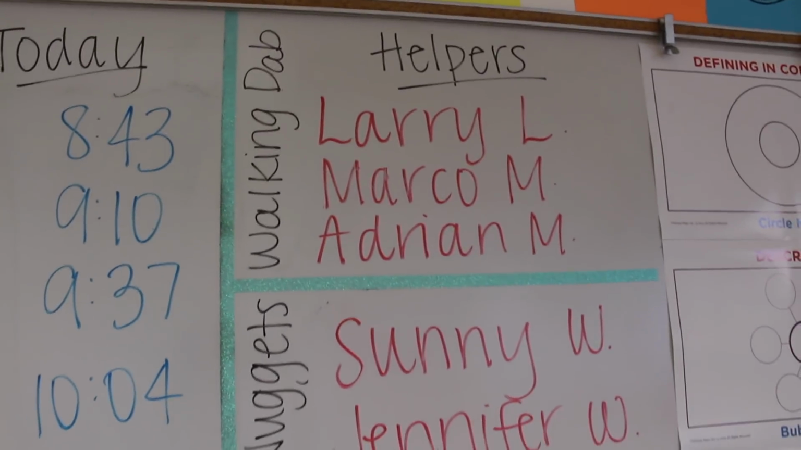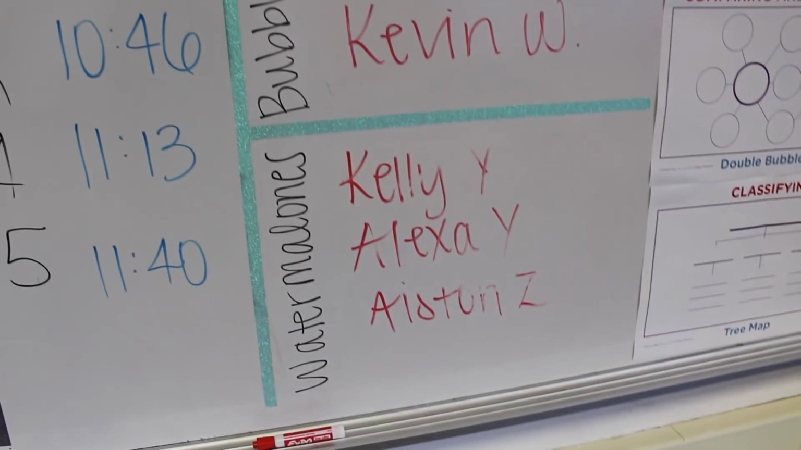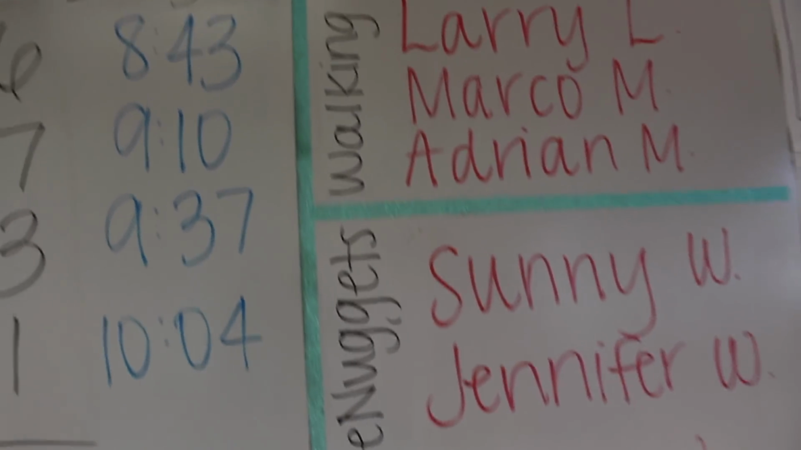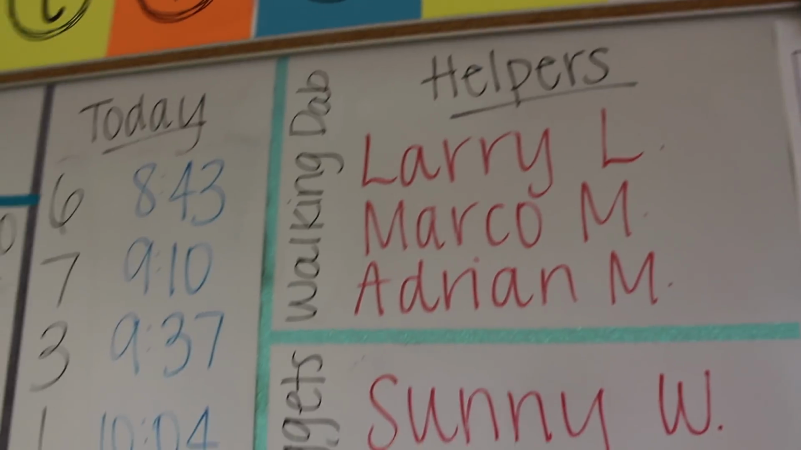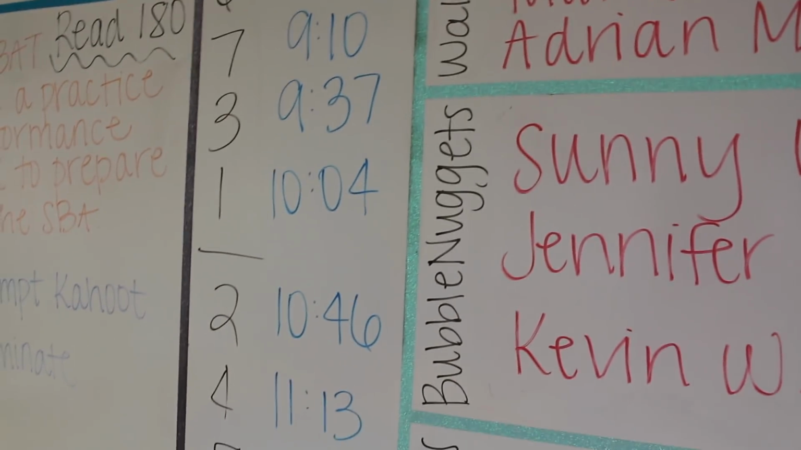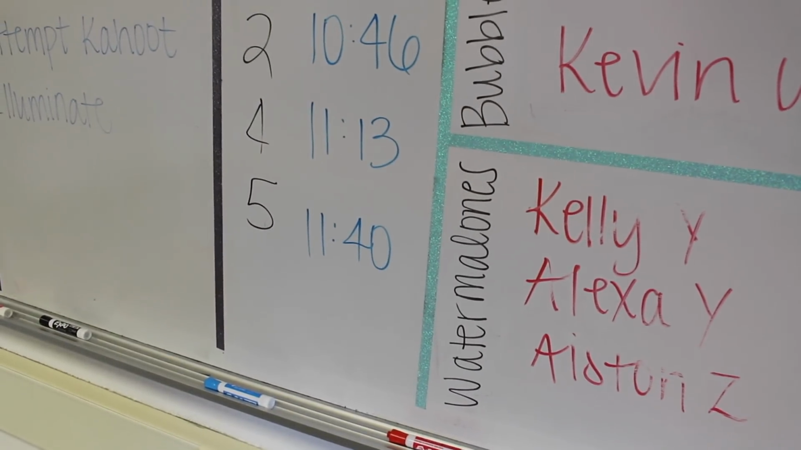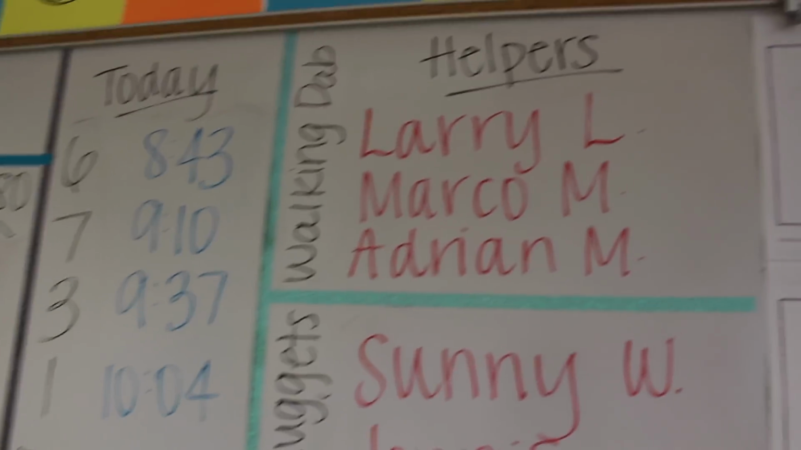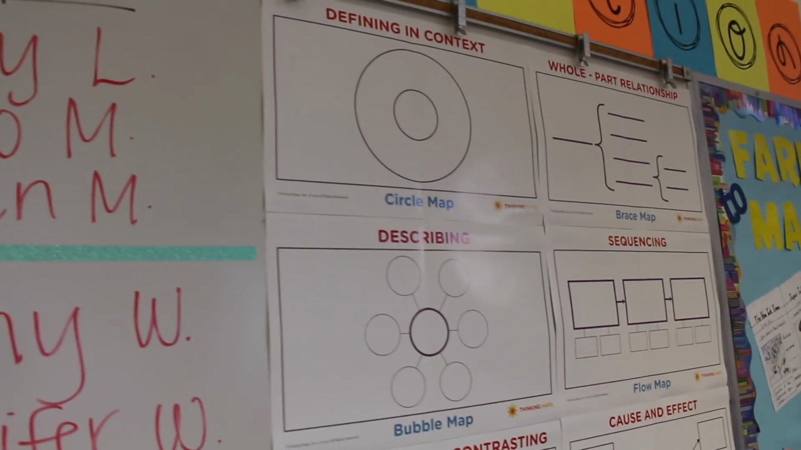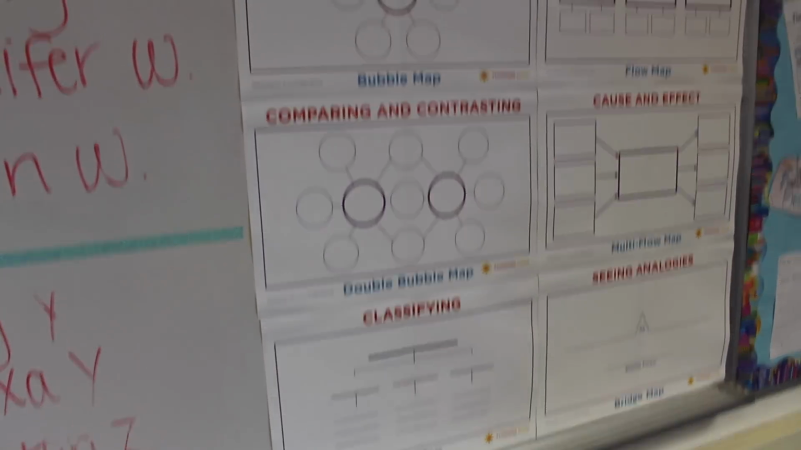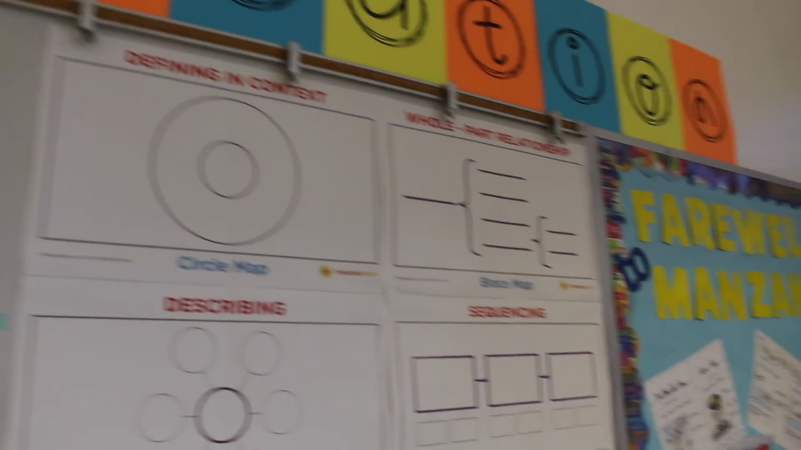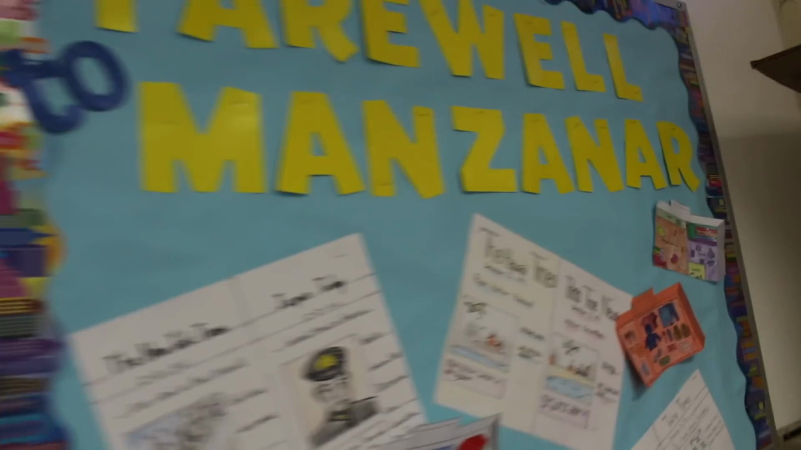And then for each class, I have 3 weekly helpers each week, and the kids got to name their classes. So one is Walking Dab, Bubble Nuggets, and Watermelons, because these are 6th graders. Our district is really big into thinking maps, so I also have examples of all of the thinking maps right here. That's something that they ask every teacher to post in their classroom.